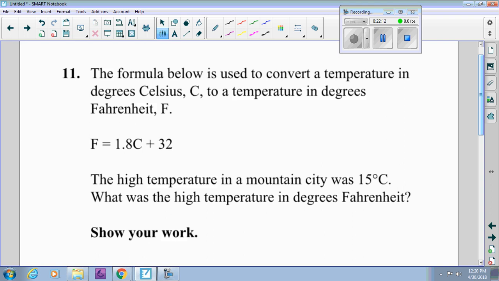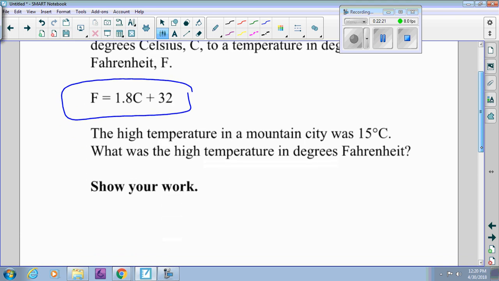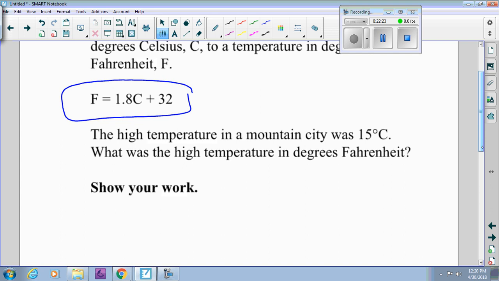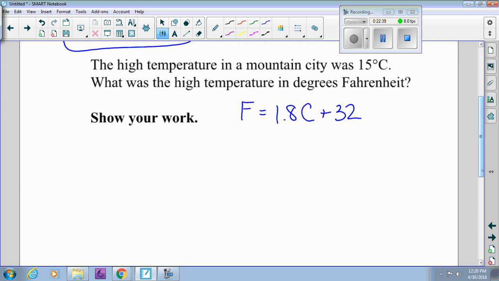So anyway, they tell you the formula right here of how to convert a temperature from Celsius to Fahrenheit. Your job is to just plug in what they tell you. It says the high temperature in a mountain city was 15 degrees Celsius. What was the temperature in degrees Fahrenheit? So you're going to have to do the steps you need to here. In this case, this is more of a module 4 type question where you're substituting for a variable.